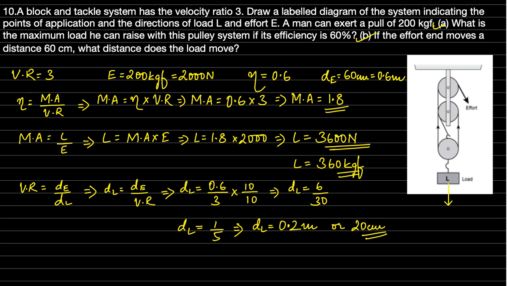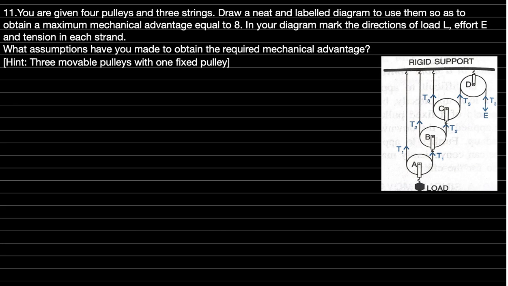Now getting into the next question, you are given 4 pulleys and 3 strings. So whenever there are 4 pulleys and 3 strings, we should understand that the system has to be one fixed pulley and the rest all movable pulleys. Draw a neat labelled diagram to use them so that you can obtain maximum mechanical advantage. So please remember, when we have one fixed pulley and the rest movable pulleys, we basically obtain maximum mechanical advantage, and it is equal to 8.